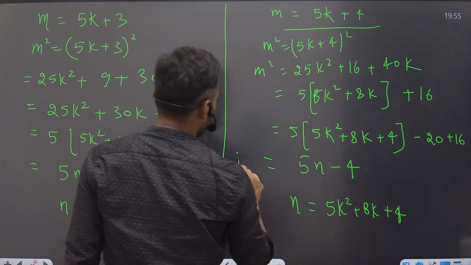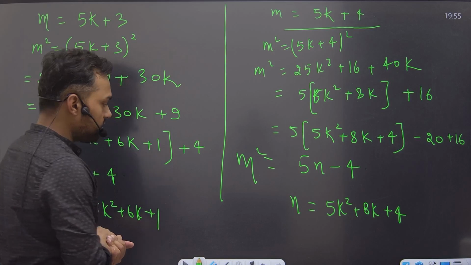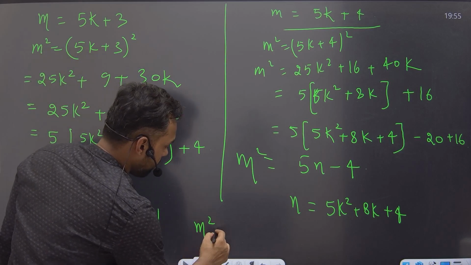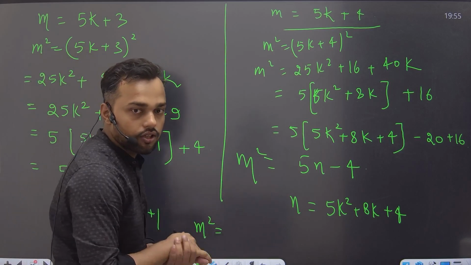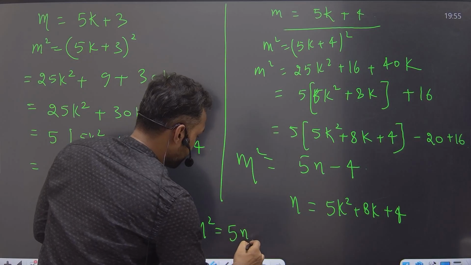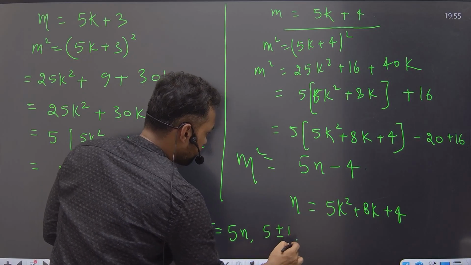Now we can say, student, that m square is repeating, that m square is congruent for the value of 5n plus minus 1.